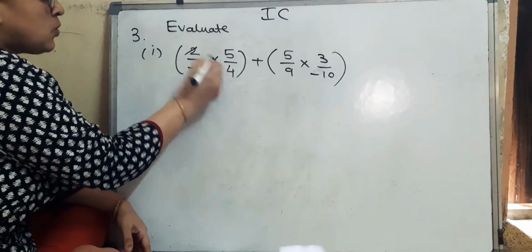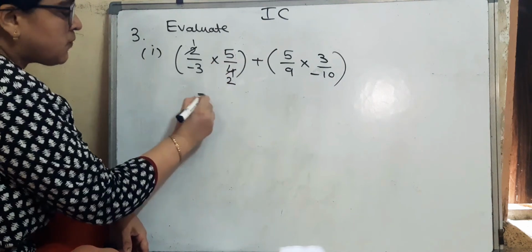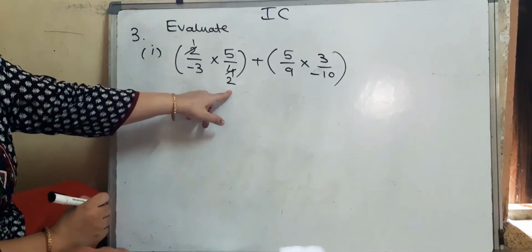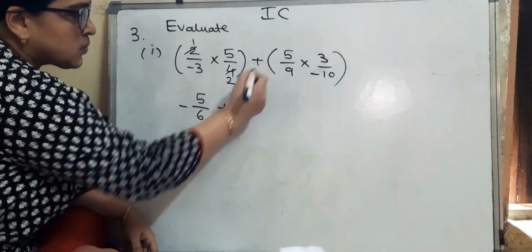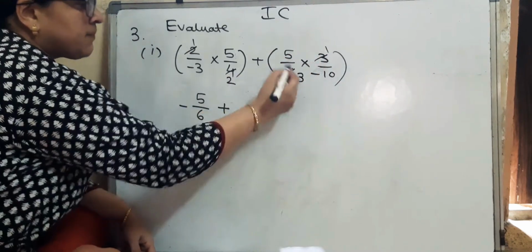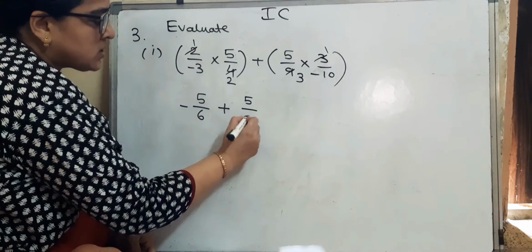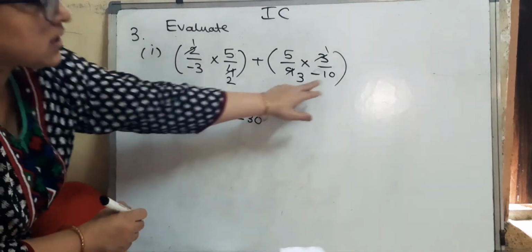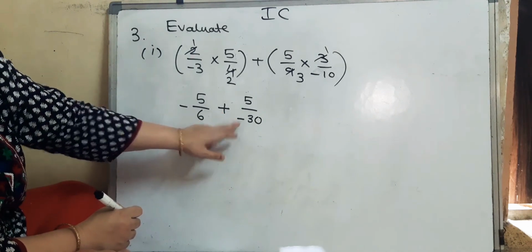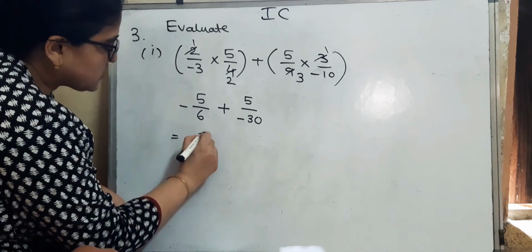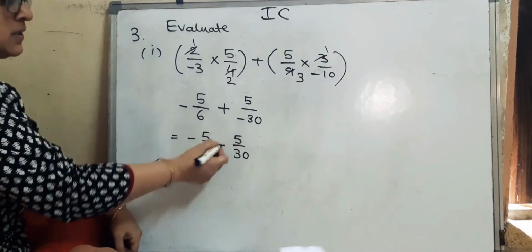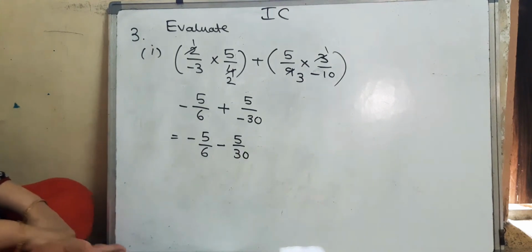So 2 ones are 2, 2 twos are 4. So here is 5 upon 6 minus sign, 3 twos are 6. Now here plus sign, this one. Now you have to do cutting, 3 ones are 3, 3 threes are 9. So here is 5 upon minus 30, 3 tens are 30, or minus sign. Now here the plus minus will convert into minus sign. So minus 5 upon 6 minus 5 upon 30. Plus minus minus. Minus 5 upon 30.